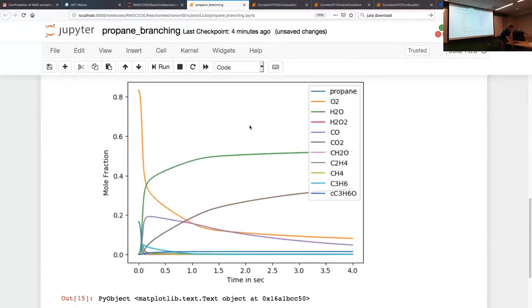Here we have an example of propane. So this uses all the RMG names here. Get water, of course.